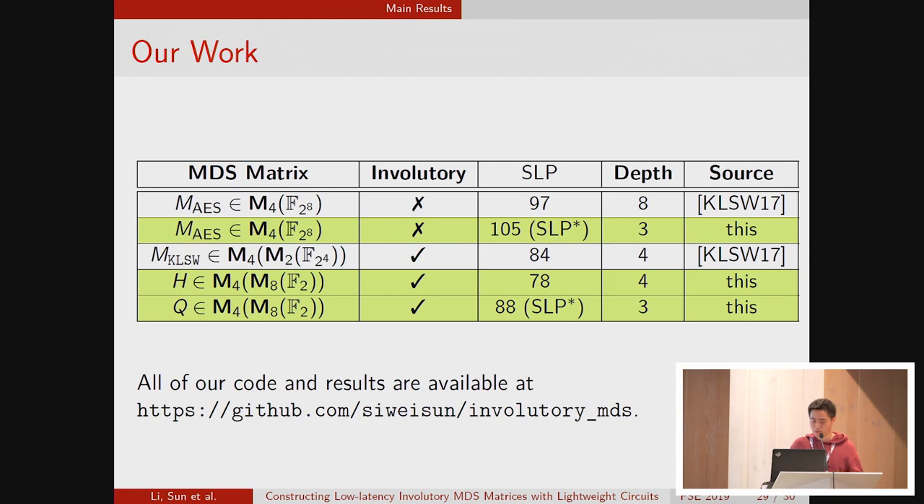Then we will give our main results. We use our new algorithm on the AES MixColumns matrix and get an XOR count of 105 under the depth limitation of 3. And we also constructed two involutory MDS matrices. One has an XOR count of 78 with depth 4, and the other with XOR count 88 and depth 3. All of our code and the results are available at our GitHub website.